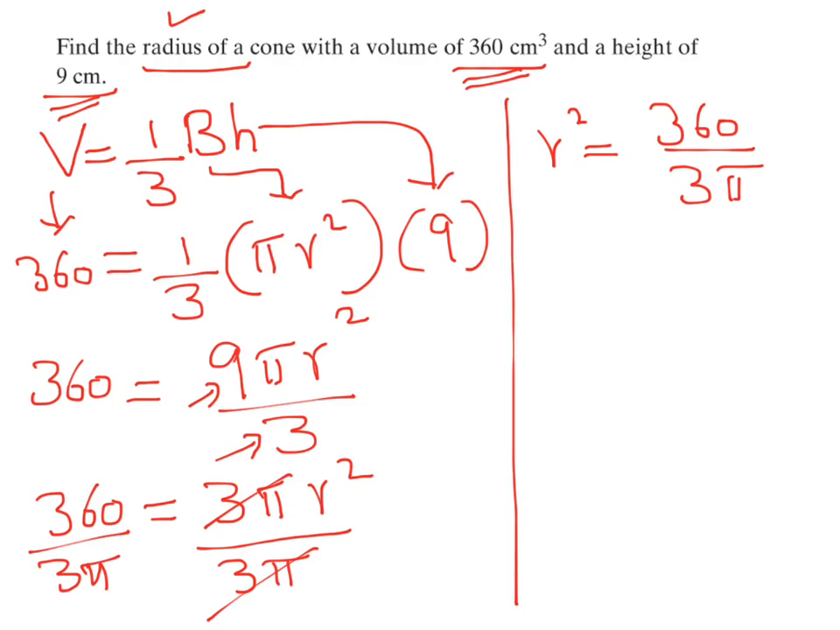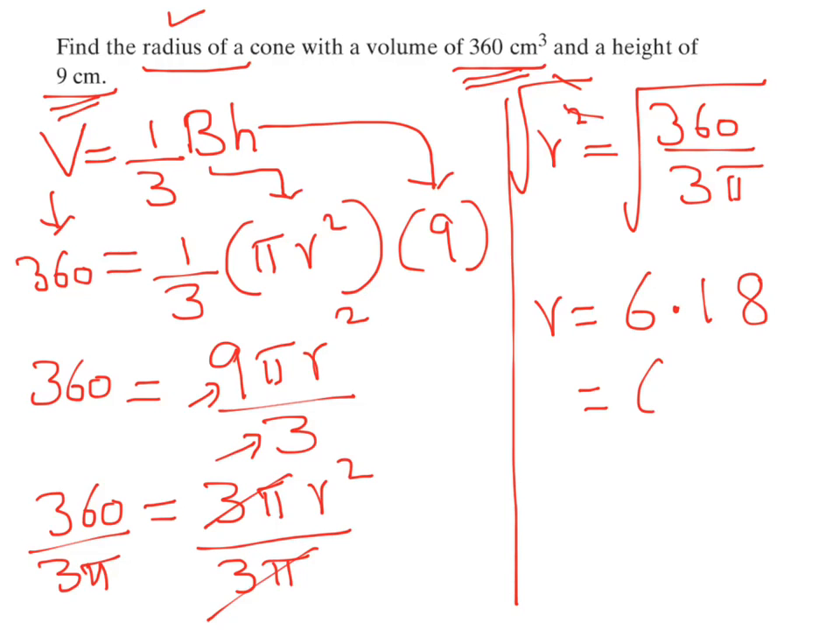This is r squared. We need to find r. So we need to remove the square. How will we remove the square? We take square roots on both sides. So r is equal to square root of 360 divided by 3 pi. And that is going to be equal to 6.18, which is approximately 6.2 centimeters. So the radius of the cone is 6.2 centimeters.